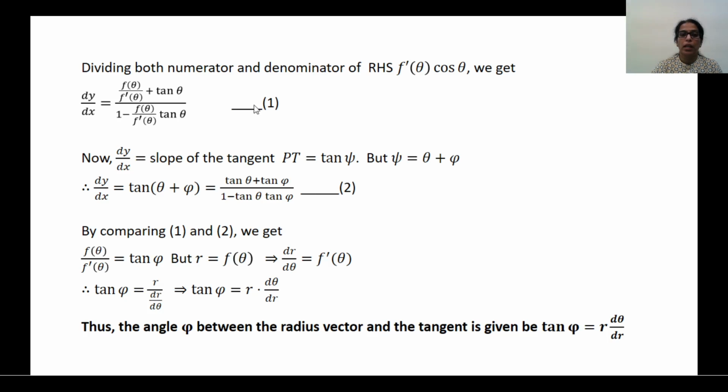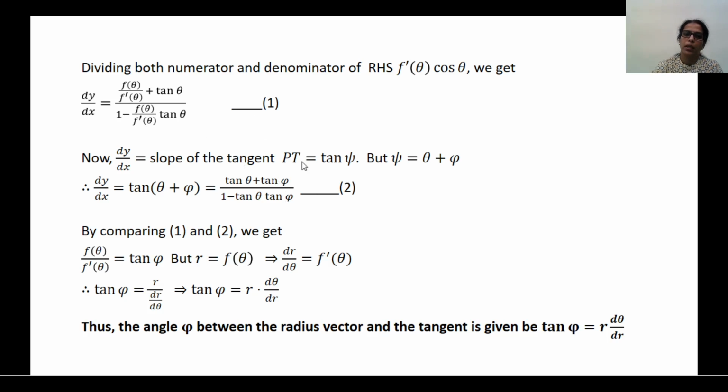Now compare equation 1 and 2. On LHS, you have dy by dx. Therefore, you can equate their RHS. You have tan theta here, and here also it's tan theta. Here you have f of theta by f dash of theta, but this is tan phi. Now observe the denominator. The first term is 1, here also it is 1. Again you have tan theta and tan theta. Instead of f of theta by f dash of theta, you have tan phi here and here also.